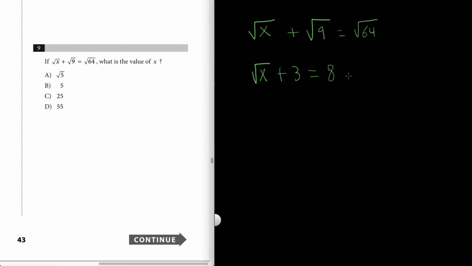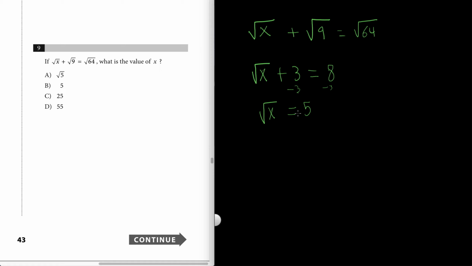It's plus and minus, right? But if there's an issue with that, we'll consider that as well. But in this case, we have the square root of x plus 3 is equal to 8. So we can solve for the square root of x first, and then solve for x. So the square root of x is equal to, well, subtract 3 on both sides. We get 8 minus 3 is equal to 5.